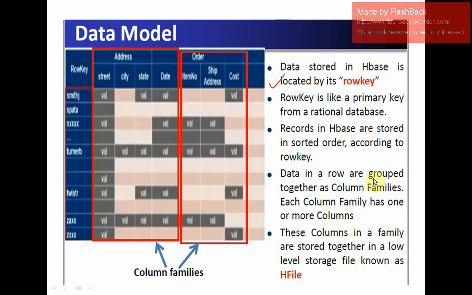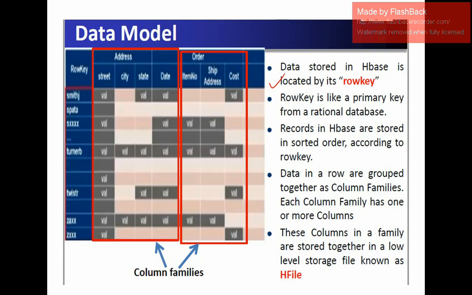Data in rows are grouped together in column families. Now just see this, if we are removing this date, street, city and state, these three columns are basically combined to create another column family, and the column family name is address. Similarly, date, item number, ship address and cost will be combined to create another column family, and the column family name is order. This is what we are talking about, columnar database. So these are two column families.